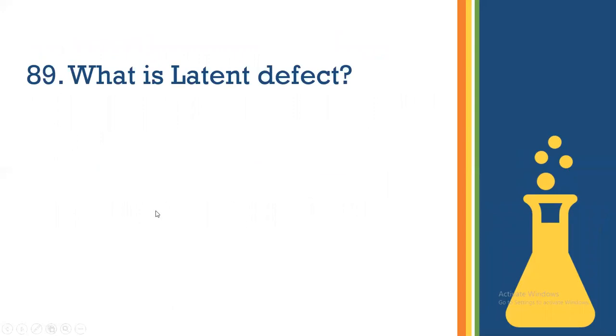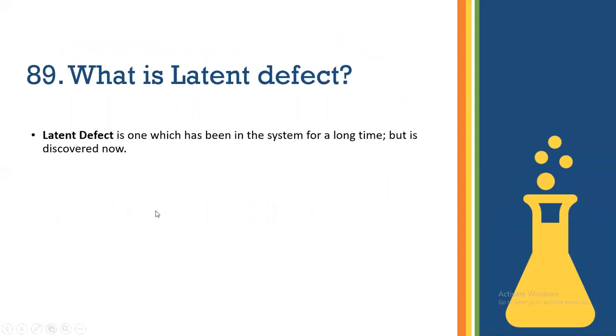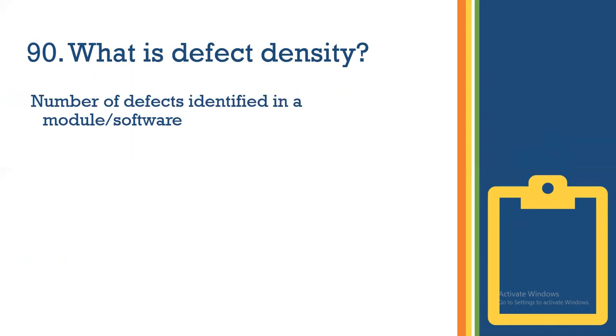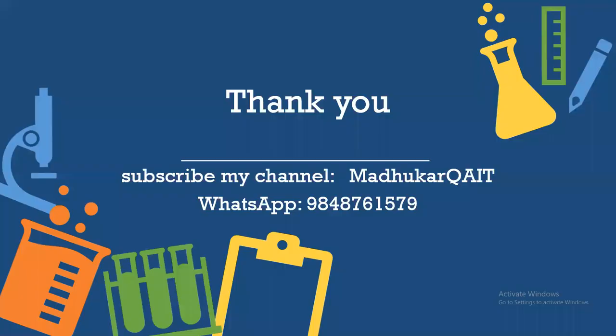What is a latent defect? A latent defect is one which has been in the system for a long time but is discovered now. From long back it is there, but only now we identify it. Defects identified in later stages are called latent defects. What is defect density? The number of defects identified in a module or software is called defect density.